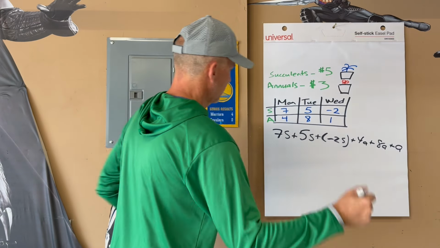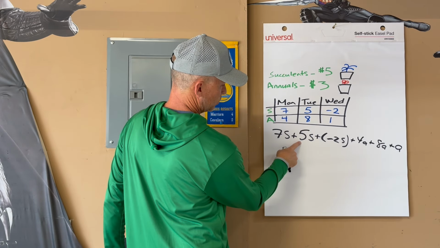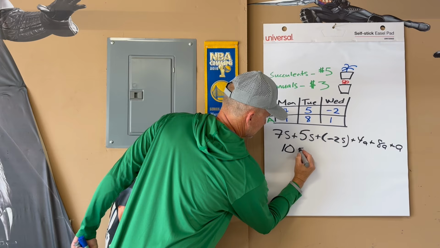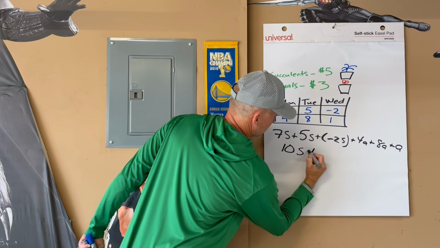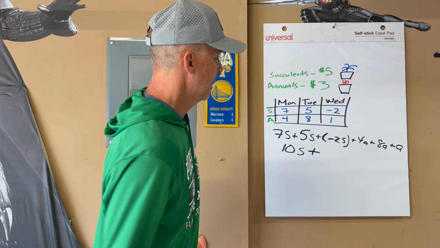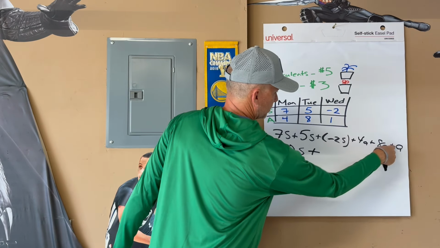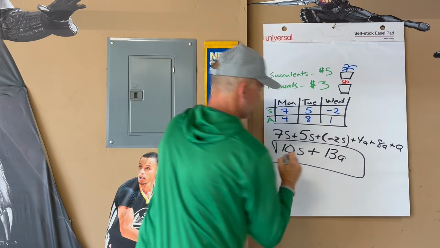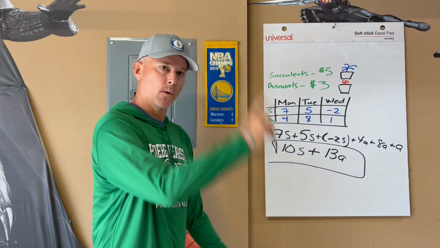2 terms. Okay, let's add up the S's. 7 plus 5 is 12. 12 plus -2 is 10. So we sold 10 of these, or that's how much money we're going to get for succulents. And then 4 plus 8 is 12. 12 plus 1 is 13. 13. Now, this is all we've done in this lesson up to this point.